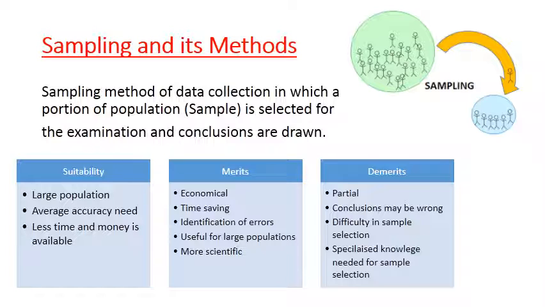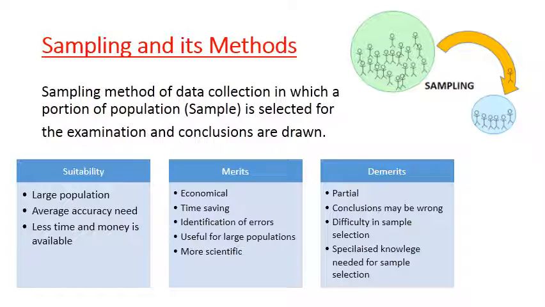Suitability: where can we use this method? Where there is a large population. In that case, it is very difficult to do the census method. Average accuracy is needed, where there is no need of full or 100% accuracy. Less time and money is available, when you don't have much time or funds. Merits: it is economical, that is, cost is low.